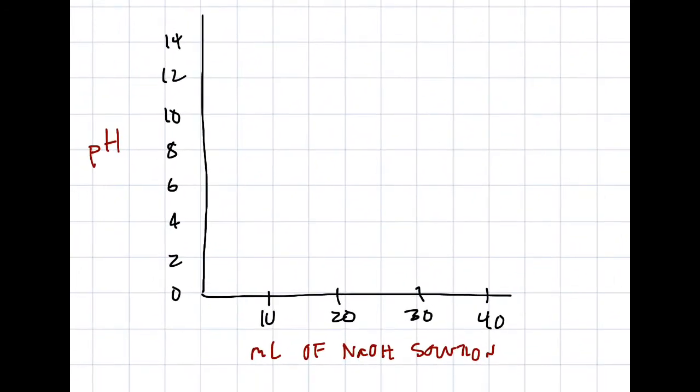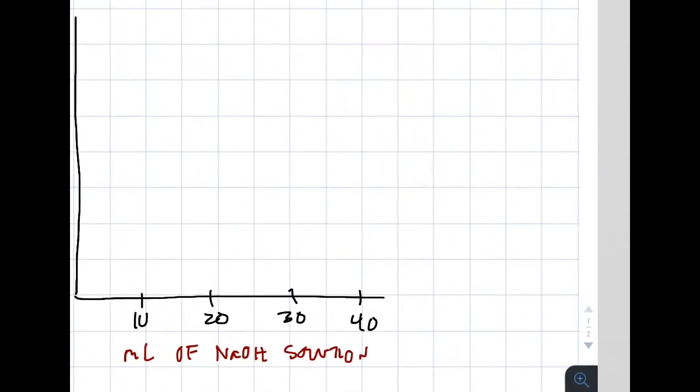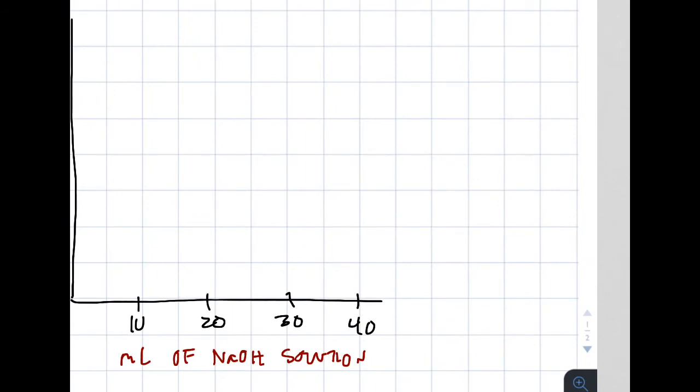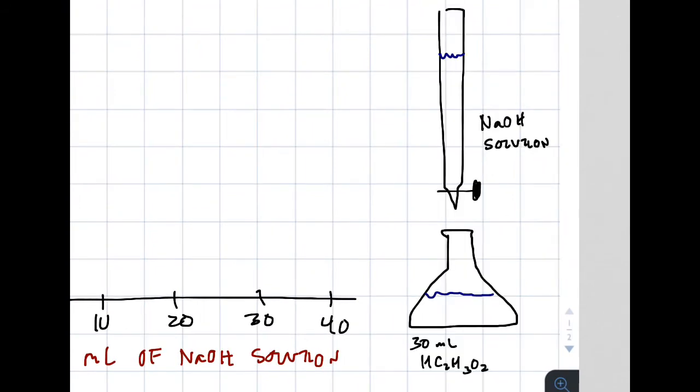First, I'm going to make a set of axes where I have the pH on the y-axis and the number of milliliters of the titrant, what we're dripping into the Erlenmeyer flask, on the x-axis. There we go, we have this all marked off the way I want it. Let me scooch over here and make sure you understand what we're doing with this titration. Inside the burette, we have the sodium hydroxide solution, and in the Erlenmeyer flask, we have our acetic acid, or our weak acid solution.